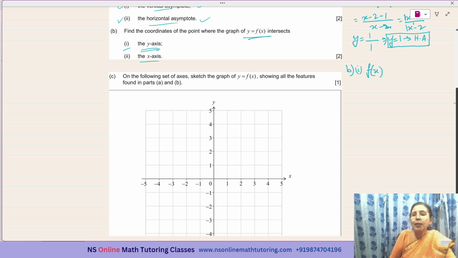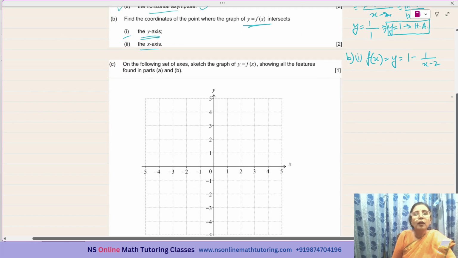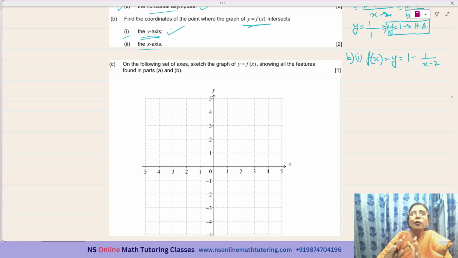The f of x expression is, I'm writing, y equal to 1 minus 1 over x minus 2. Let me show you the expression once more. See, 1 minus 1 over x minus 2. When the graph is crossing the y-axis, that means every point of the y-axis has the x-coordinate as 0. So, in order to find the coordinates, we will be substituting 0 in place of x. Okay? And we will be getting the y value.